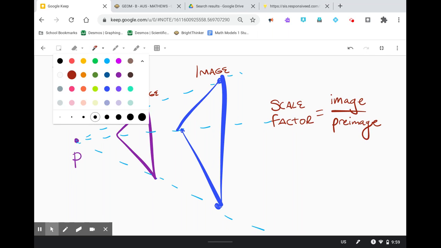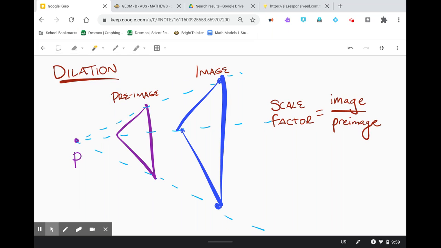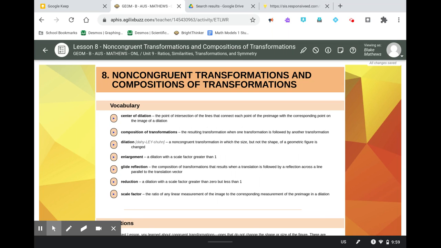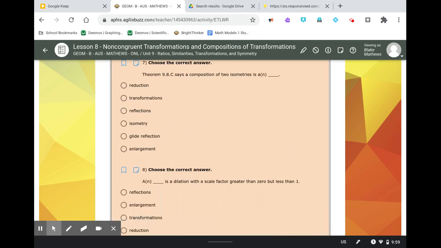So let's say, for instance, that this figure here has a length of 5, and this is a length of 10. Well, if I look at my scale factor for these figures, my image has a measurement of 10, my pre-image has a measurement of 5. When I divide that, I get 2, and so 2 would be the scale factor of this relationship to get from the pre-image to the image. That little formula here is the key idea. So let's jump over here and talk through some of the questions in the lesson.